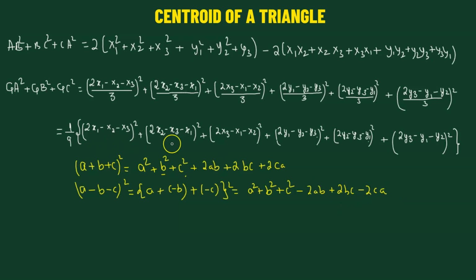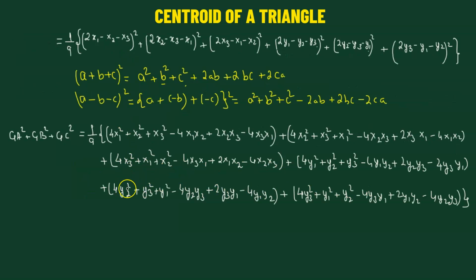Fine. So let's use this to expand each of the terms. So we get the following expression. Now we're going to multiply both sides by 9 to get 9 times (GA squared plus GB squared plus GC squared). Fine.